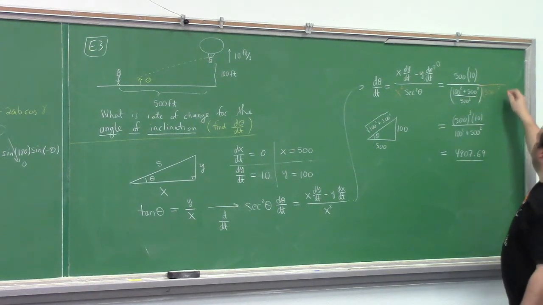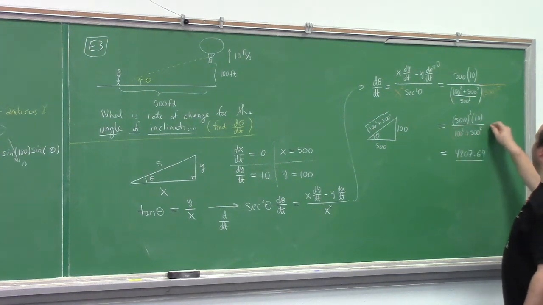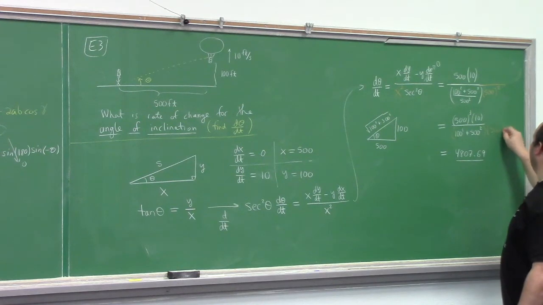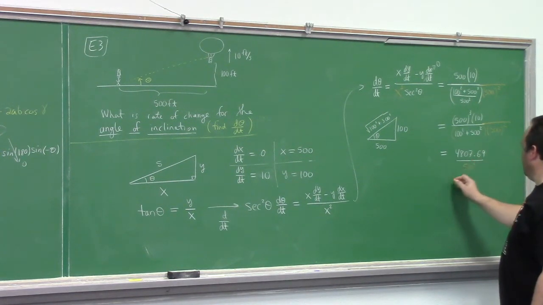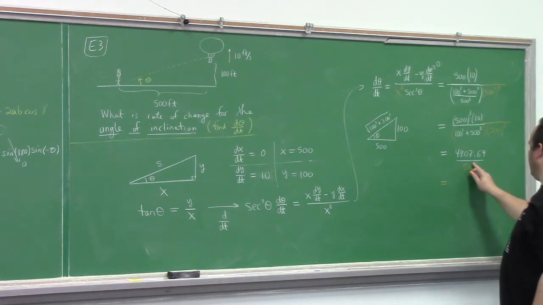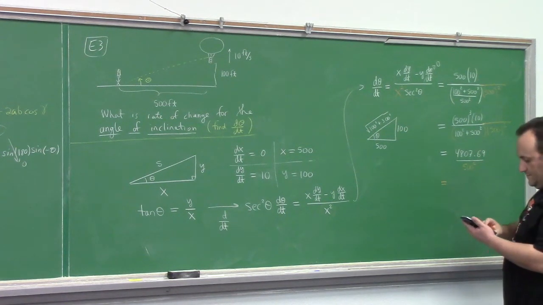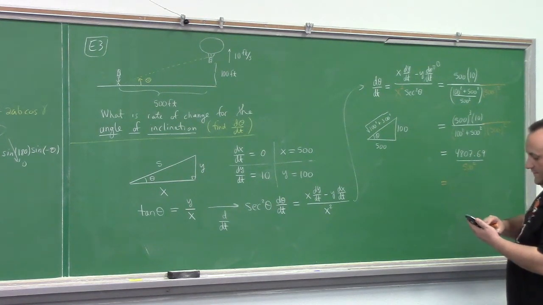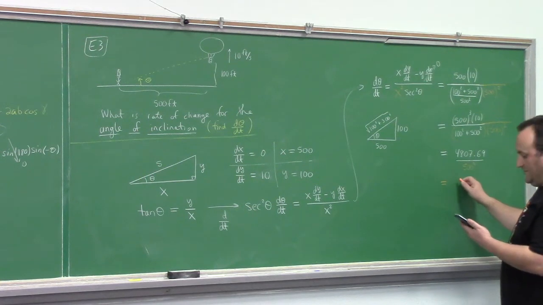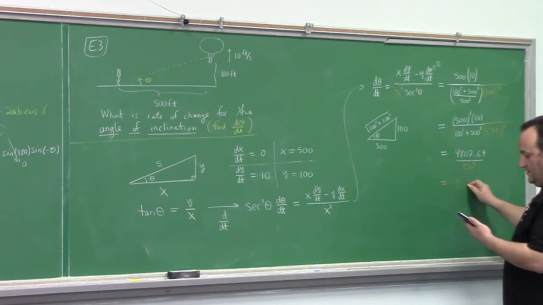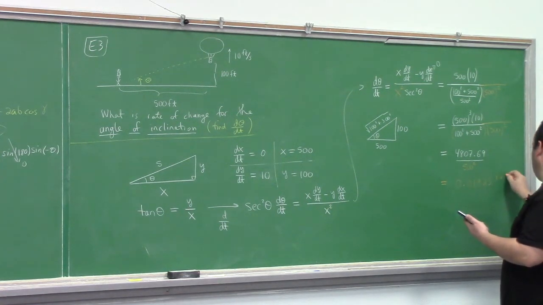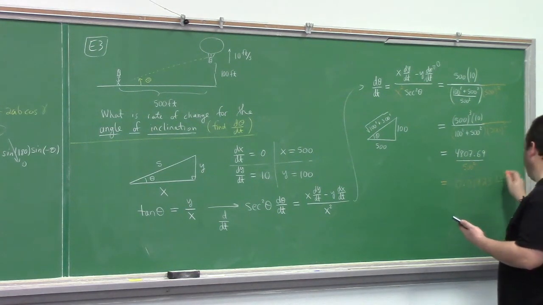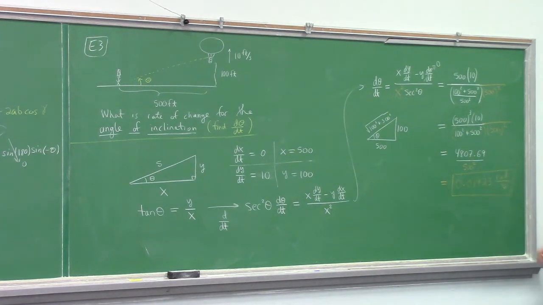Yeah, I mean, 500 squared. Let's take your 4807.69 and divide by 500 squared. What do we get? 1 over 52. So 0.01923 radians per second. I am much happier with that answer.